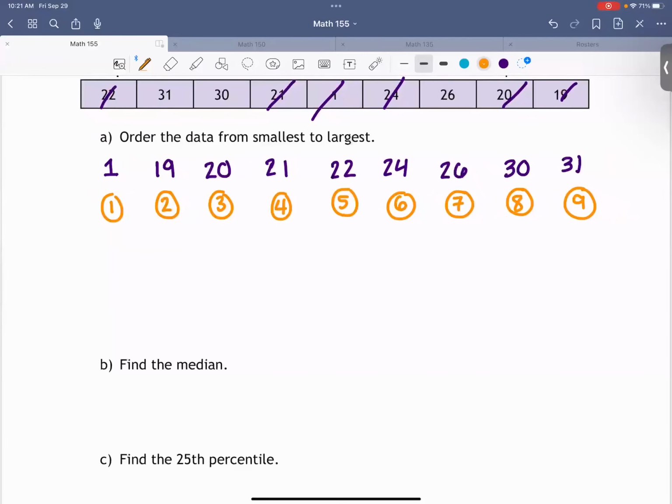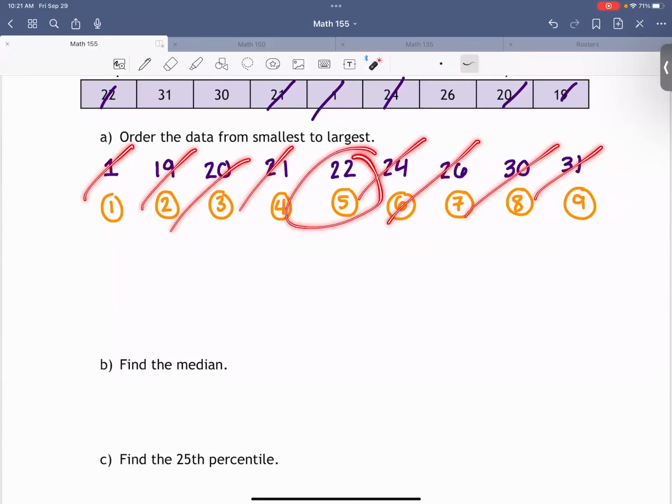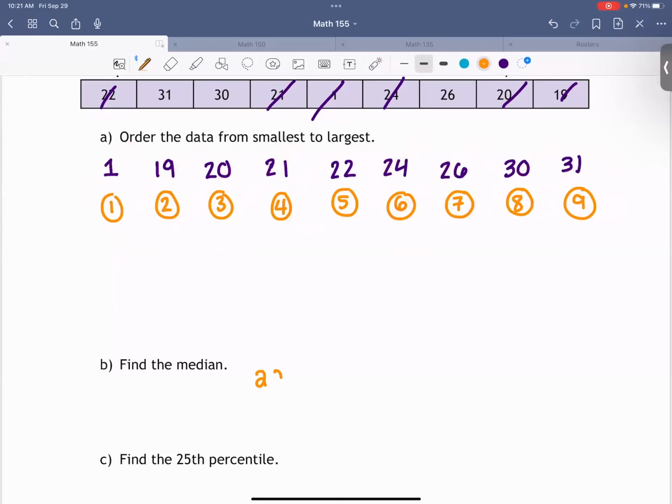The next thing I'm gonna do is find the median. Now, finding the median, of course, you can go and do the multiplication thing. That's totally fine. I just like kind of going through my data set, crossing off pairs, and it looks like my middle number is 22, so I don't really have to do any work there. My median is 22. Remember, the median is also Q2.